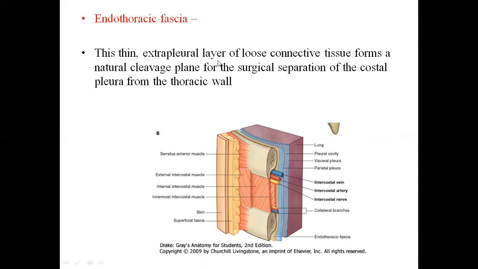Endothoracic fascia is a thin extrapleural layer of loose connective tissue that forms a natural cleavage plane for the surgical separation of the costal pleura from the thoracic wall. So it is surgically important. This plane is surgically important for separating the costal pleura from the thoracic wall.